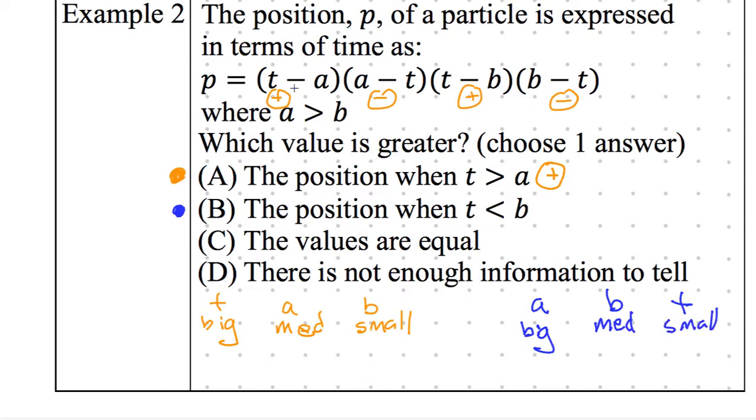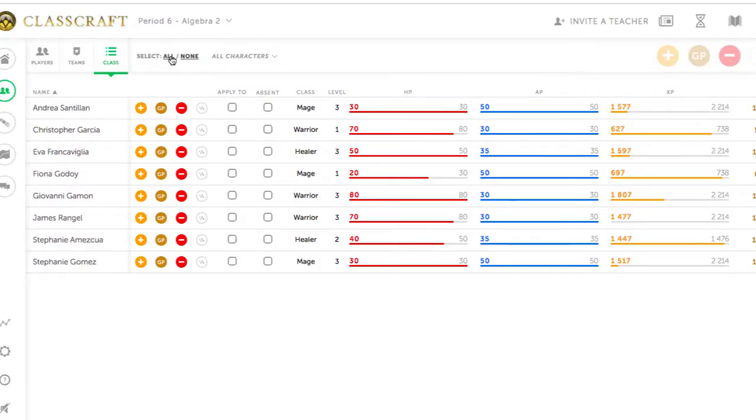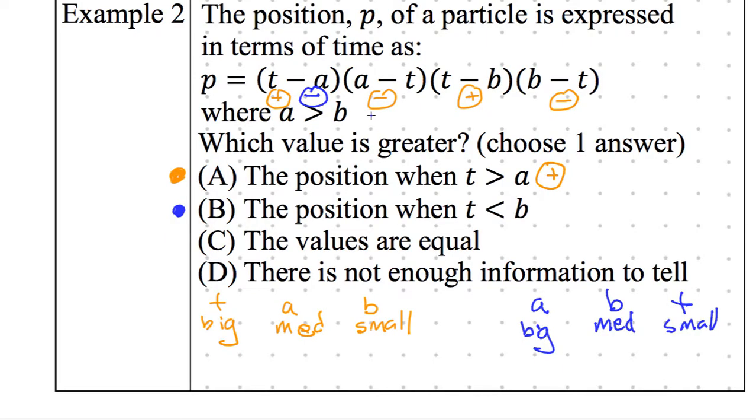All right, so T minus A. In the blue case, where T is less than B, is it positive or is it negative? Thumbs. T minus A. There it is. Yes. T minus A is negative because it's a small T minus big A, which is negative. Y'all got it. Nice.